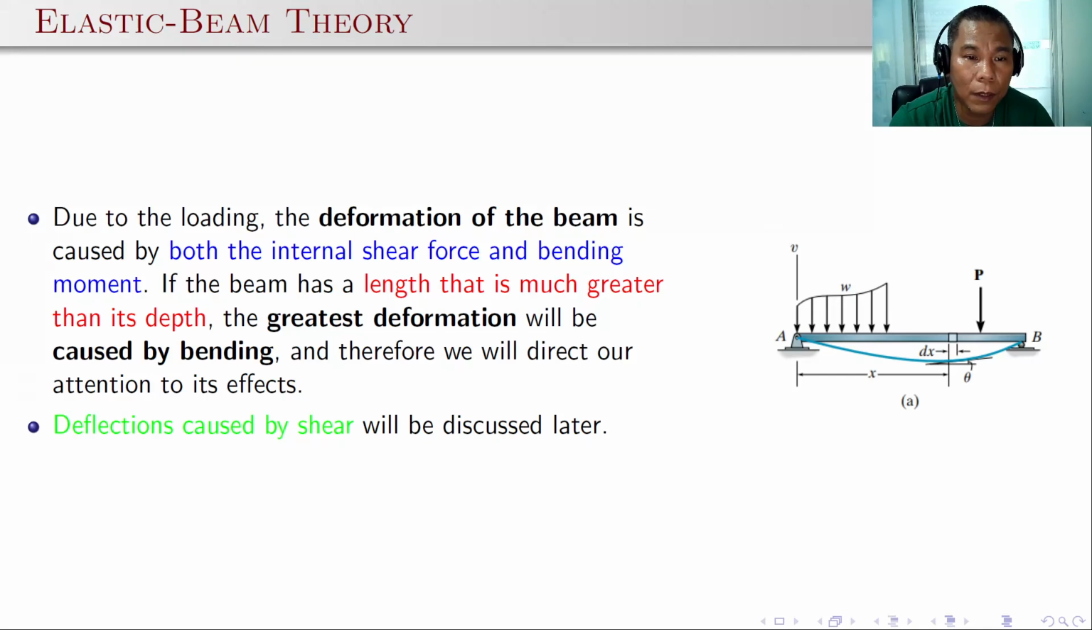Then, due to the loading, the deformation of the beam is caused by both the internal shear force and the bending moment. If the beam has a length that is much greater than its depth, the greatest deformation will be caused by bending, and therefore we will direct our attention to the effect of bending. There will also be deflections caused by shear, but that will be discussed later.